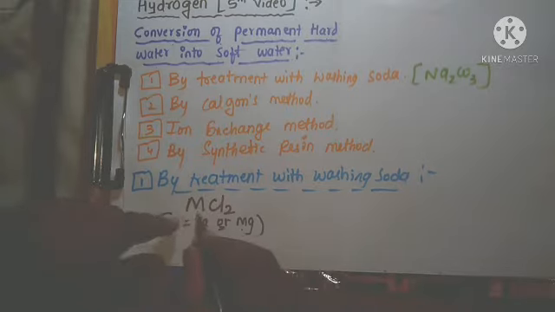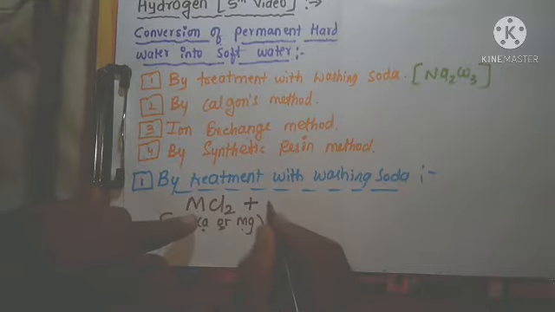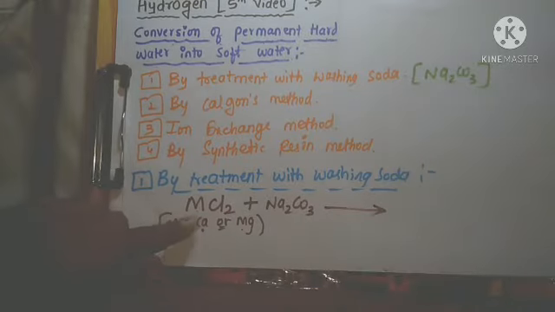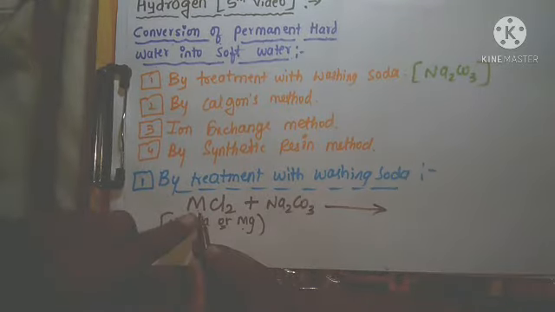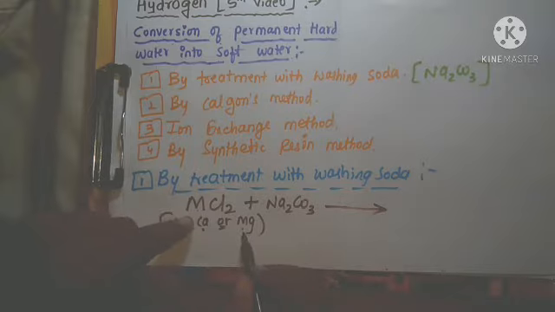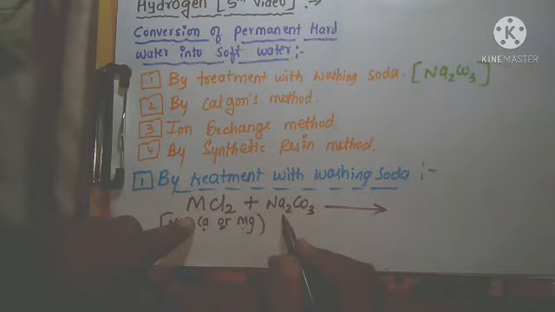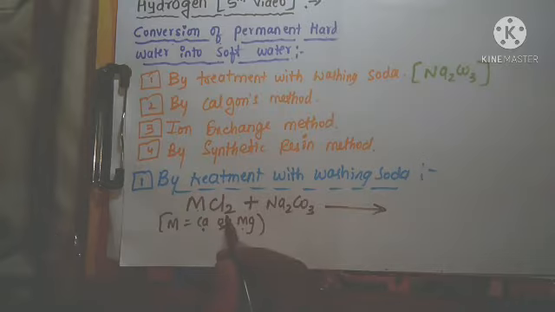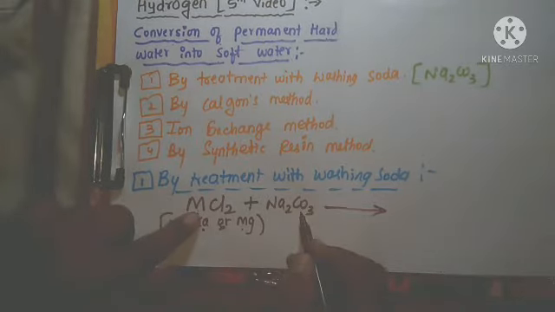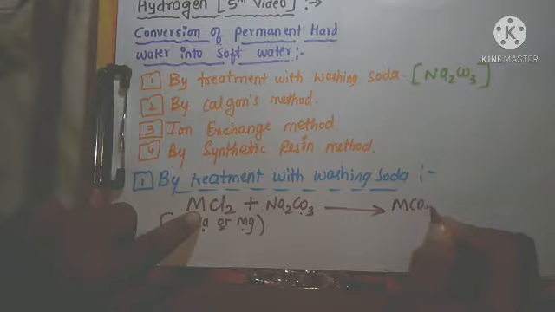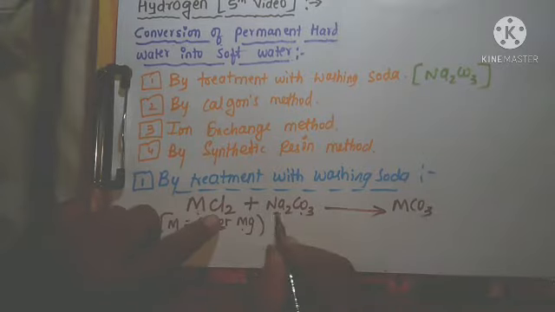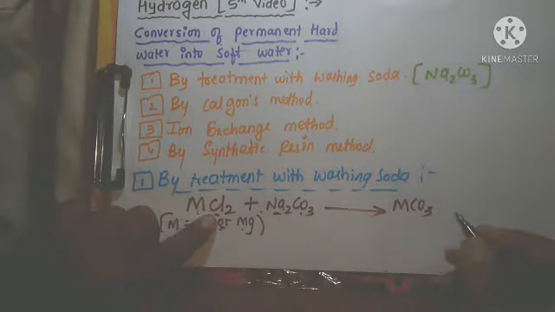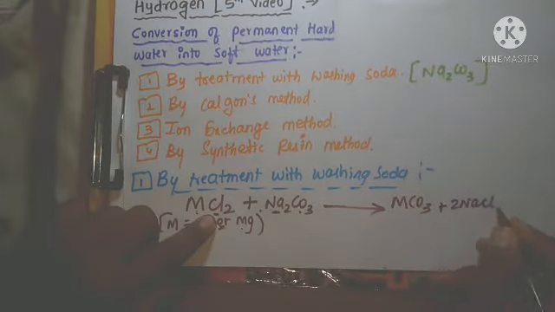When this calcium chloride or magnesium chloride is treated with the washing soda, that is Na2CO3, just observe here. What is the charge on calcium? Plus 2. What is the charge on magnesium? Plus 2. Valency is plus 2, because second group. Here, Na is plus 1 valency. CO3 is minus 2. Cl is minus 1. Now, I will write the reaction. Here, M will react with the CO3. It will become MCO3. And here, 2Na and 2Cl, it will be 2NaCl.